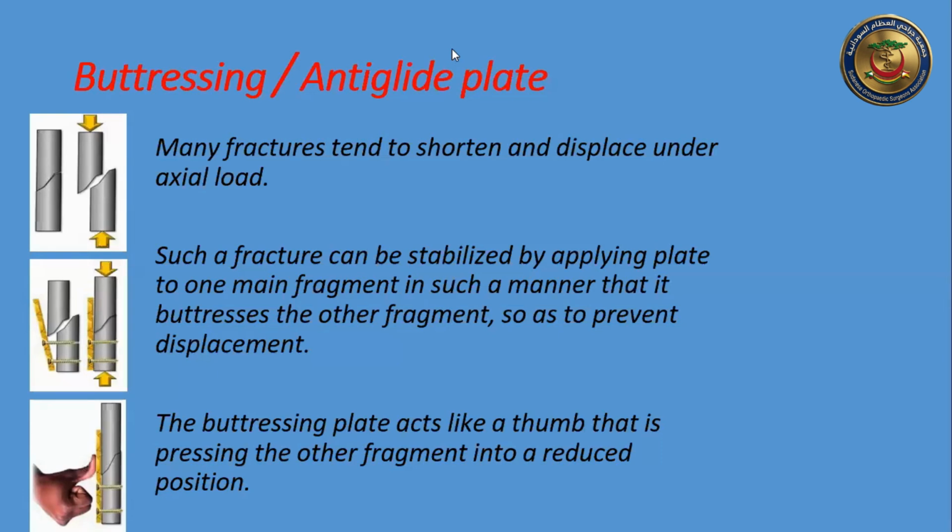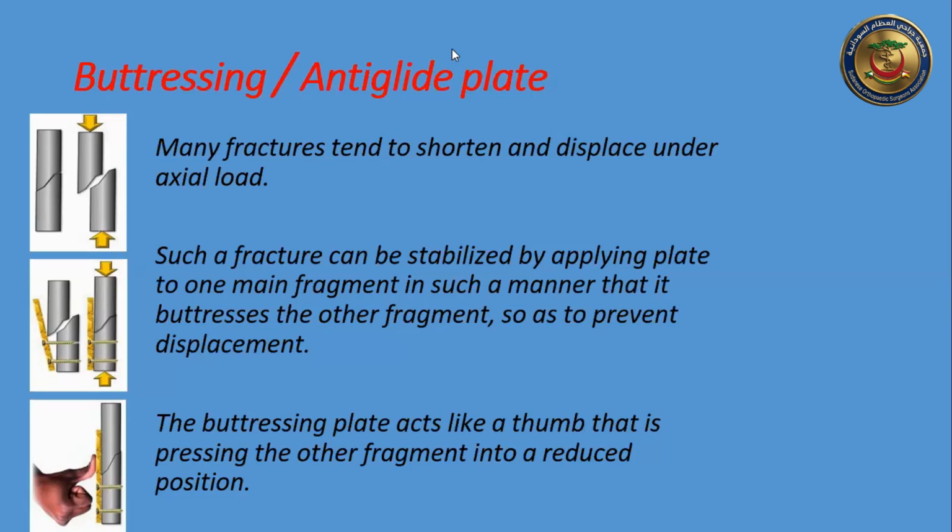This function is called a buttressing blade. And what is the difference between a buttressing and an anti-gliding blade? It's the same function and the same method of blade action. But when we use this function in the diaphyseal area, we call it an anti-gliding blade, and when we use it in the metaphyseal area, near the articular surface, we call it a buttress blade. Okay?